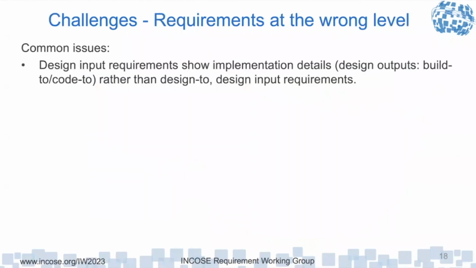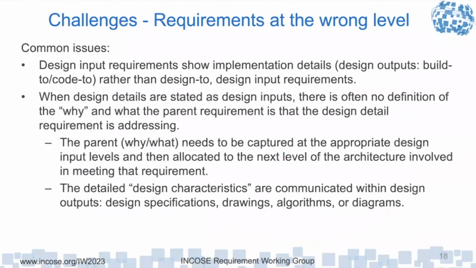So common issues: design input requirements that show implementation. When design details are stated as design inputs, there's often no definition of the why. I see that in some standards where they actually specify a design, like a mechanical drawing, but they never give rationale for why. The real design input requirement that it's in response to is not communicated. And one big problem with that is, if I knew the why, there may be other parts of the system impacted that should have been allocated that requirement also. But by avoiding that, the resulting child requirements are never written.